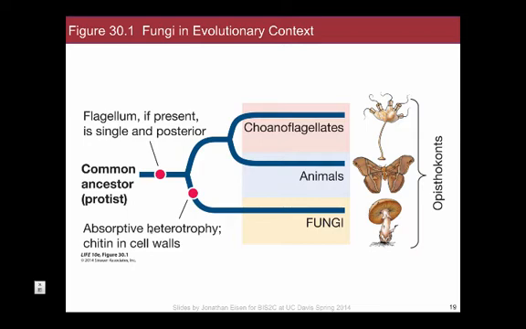As I've said before, like with many of the other synapomorphies we've talked about, biology is messy. There are representatives of fungi that have thrown away chitin in the cell walls or done something weird with it. But in general, this is considered a synapomorphy. Most of the members of this group have absorptive heterotrophy and chitin in the cell walls.